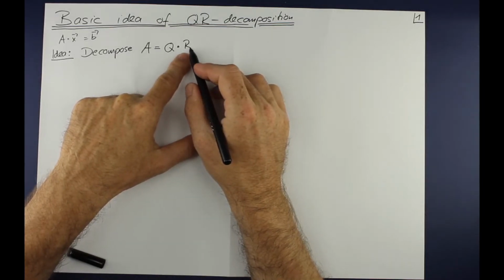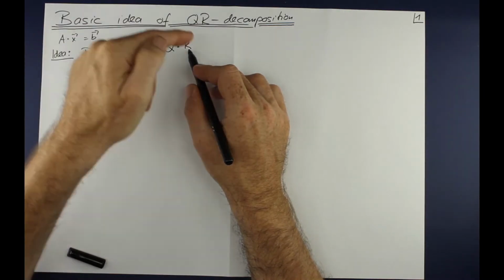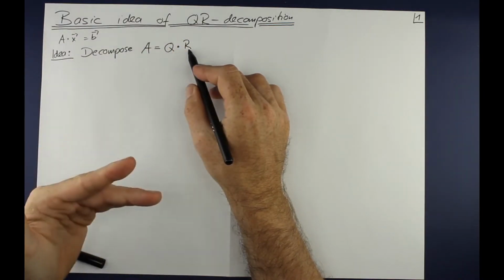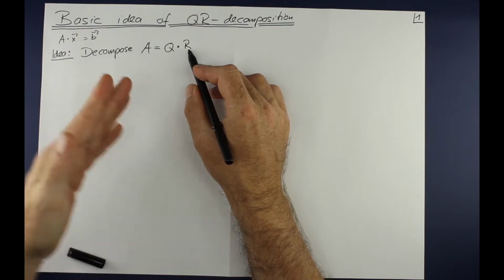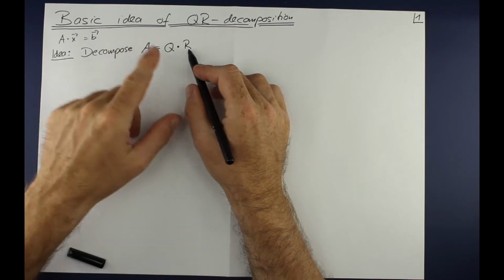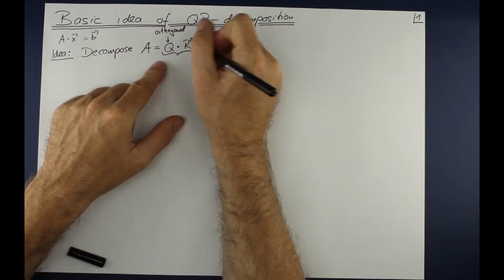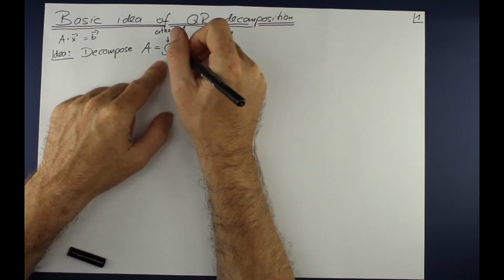I don't know why in English literature it's QR decomposition and LU decomposition. In Germany we say LR decomposition and QR decomposition. For me that makes more sense. Okay, Q and R, and these matrices are to be found.